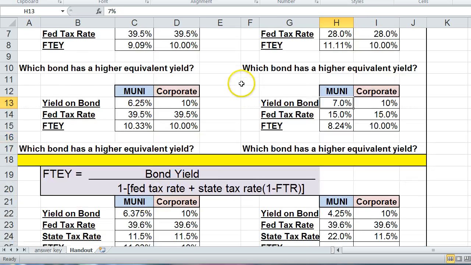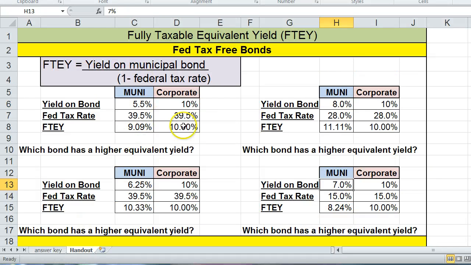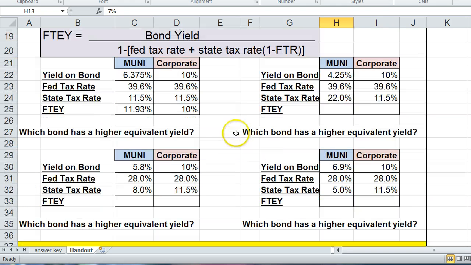Okay, so let's move on to the next scenario. Some municipal bonds are federal and state tax-free. The majority of state-issued municipal bonds are federal and state tax-free. Some, like in the case of this first example here, are only federal tax-free, but the better ones are state and federal tax-free. So we have to change the formula here to include that.